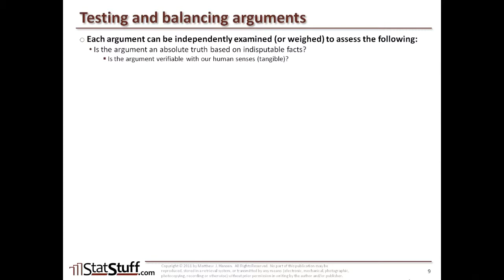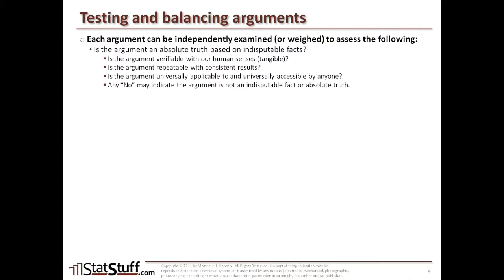First off, is the argument verifiable with our human senses? That is, is it something that's tangible? And is the argument repeatable with consistent results? Is the argument universally applicable to and universally accessible by anyone? And if we answer no to any of those questions, then chances are it's not an indisputable fact or absolute truth. There actually aren't too many things that would fall into that kind of category. And you know that's okay. Again, I don't have to have everything be an indisputable fact or absolute truth. So it's something that's a little bit lesser in the scale.